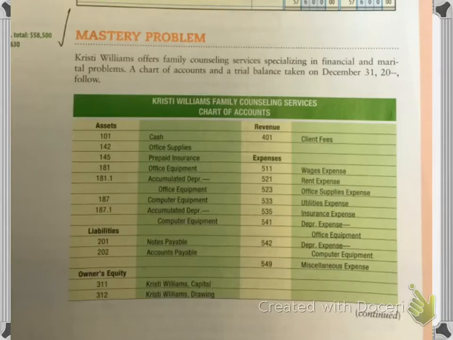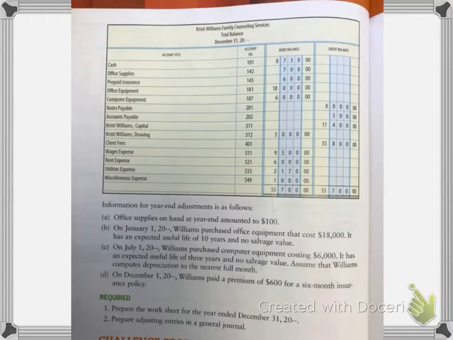Okay, so I wanted to give you a little guidance on the mastery problem. It says Christy Williams offers family counseling services specializing in financial and marital problems. A chart of accounts and a trial balance taken on December 31st follow. On page 175 in your textbook is the chart of accounts. These are all the accounts used by the business. On the next page in your textbook, they give you the trial balance as of December 31st.